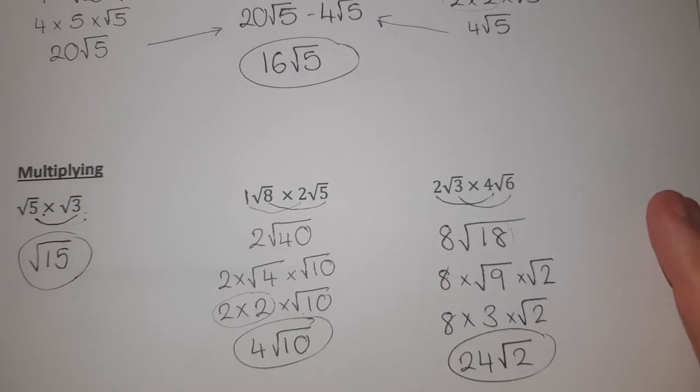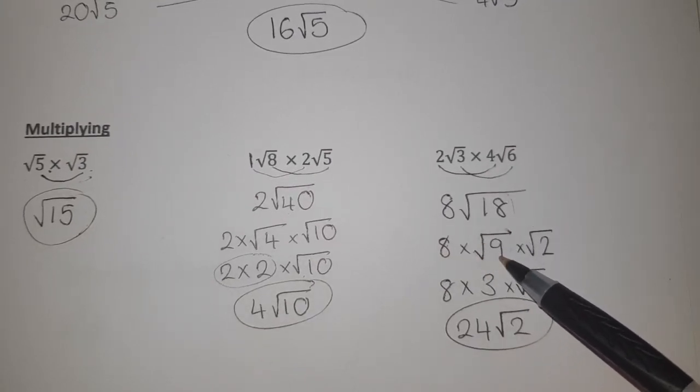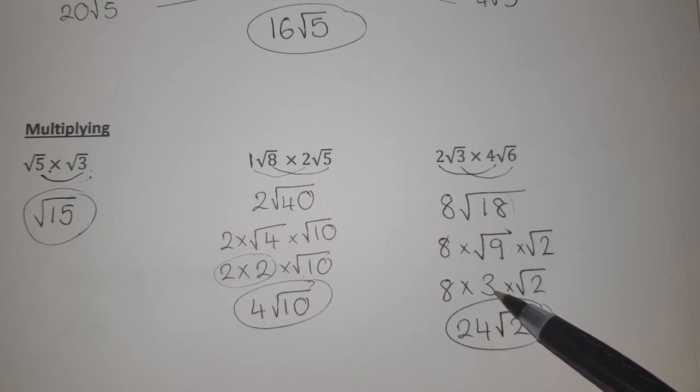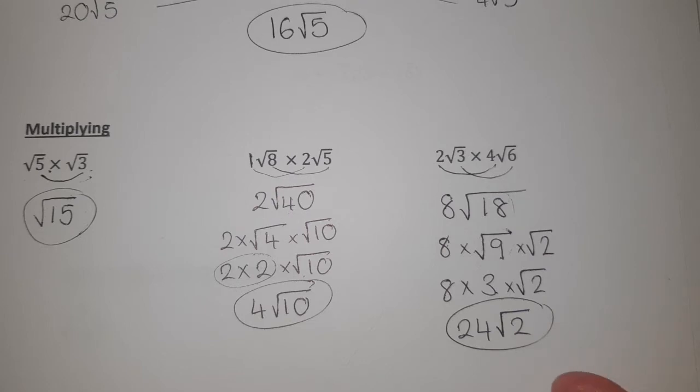Remember, in all of these, the only time the square root sign has disappeared is because you've actually square rooted a square number, which is why the square root sign disappears. This one isn't a square number, so when I square root it, the square root sign doesn't disappear.